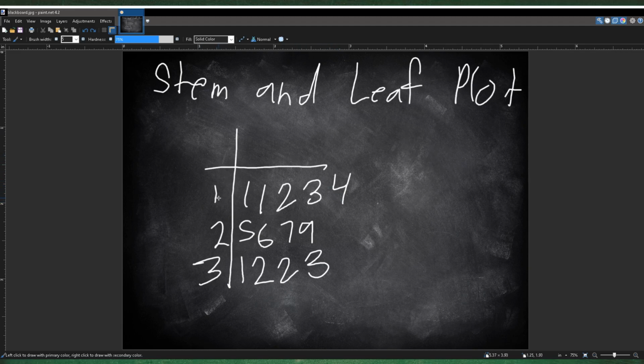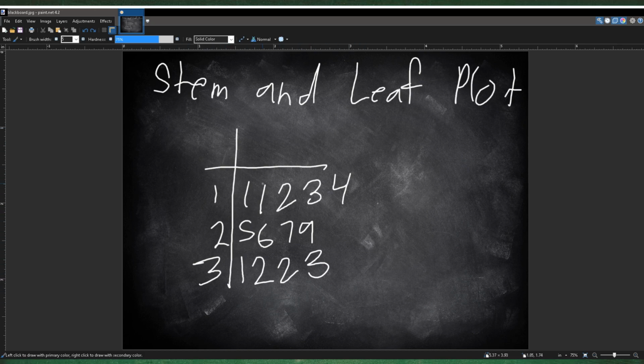So basically how you read this is that this would be 1 is 11. This one would make it another 11. This would be 12. This would be 13. This would be 14. Starting with the 2, right here is a 25, then 26, then 27, then 29. And then you have 31, 32, 32, 33. You see how this works?